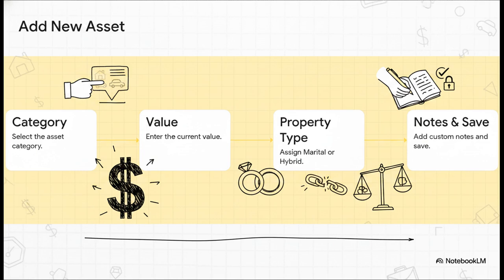So let's look at the actual mechanics. How do we do this? Adding an item is this highly intuitive 4-step process. First up, just select your asset category from a dropdown. Easy. Second, punch in the current dollar value. Third, assign that vital property type we literally just talked about: marital, non-marital, or hybrid. And finally, step 4, add any custom notes you might need and hit save. It is really that simple to start building up this ironclad record.